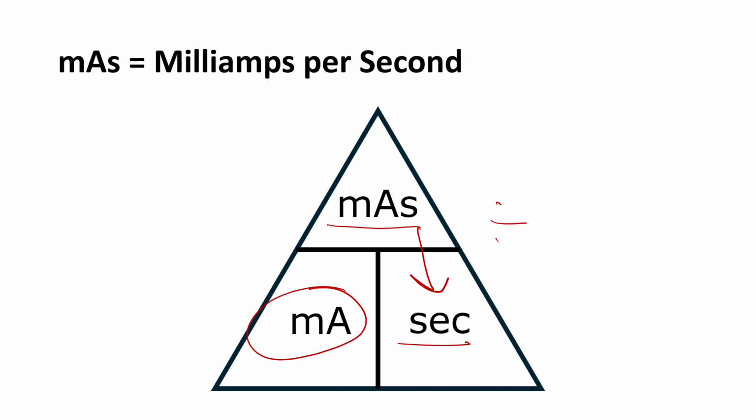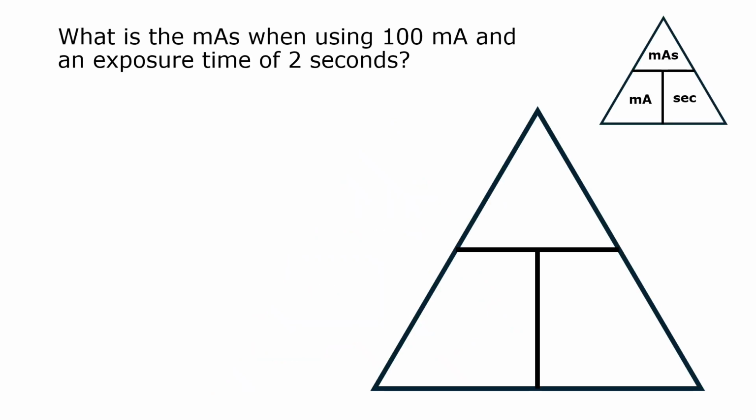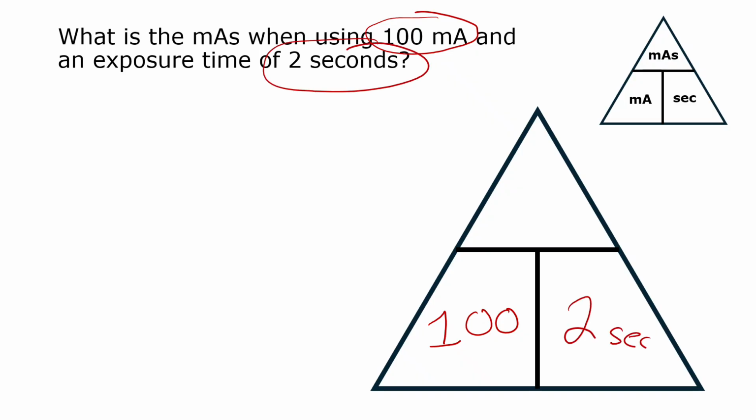So let's do a couple sample problems so you know what I'm talking about. So here's our problem. What is the mass when using 100 mA and an exposure time of 2 seconds? So let's put in the values that we know. We know 100 mA, so we're going to put 100 here. We have time, which is 2 seconds. And they want us to calculate for mass, which is in this triangle here.